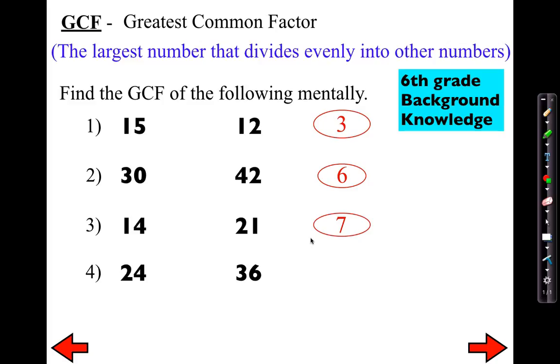24 and 36 have a lot of factors. Some people might say 6, but you have to be careful. There's actually a greater factor, and that would be a 12. And then for number 5, 50 and 15, what goes into both of those evenly? I'm going to say the answer is 5. 5 times 10 gives me 50, and 5 times 3 gives me 15. So, remember, a greatest common factor is basically the largest number you can think of that divides other numbers evenly.